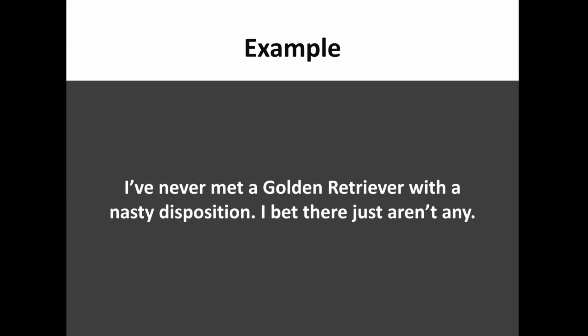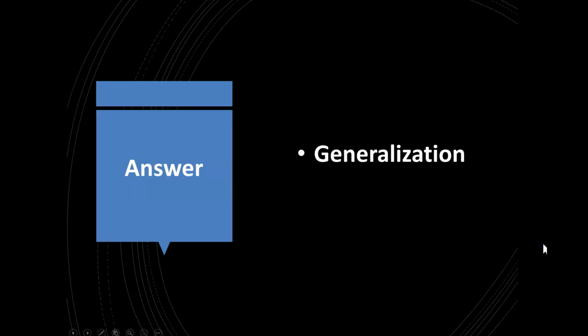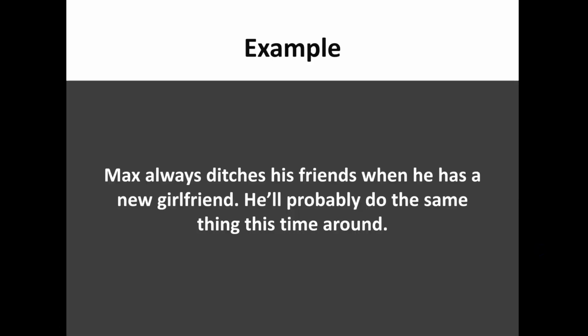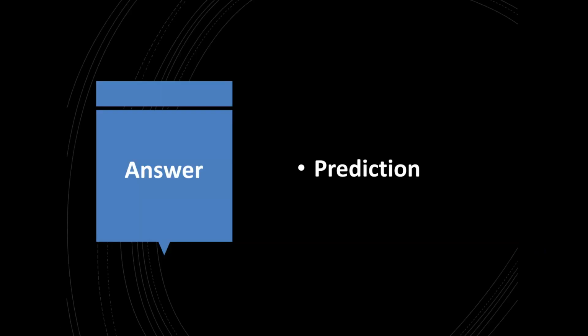I've never met a golden retriever with a nasty disposition. I bet there just aren't any. This was a generalization. It must have been the pizza that made me sick. I was just fine before I ate it. This was a causal argument. Max always ditches his friends when he has a new girlfriend. He'll probably do the same thing this time around. That was a prediction.